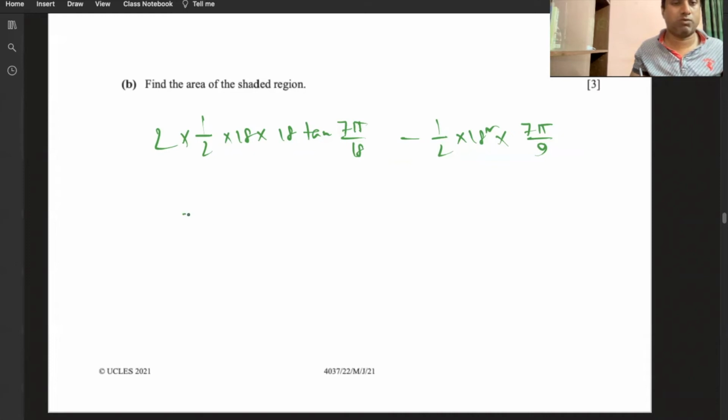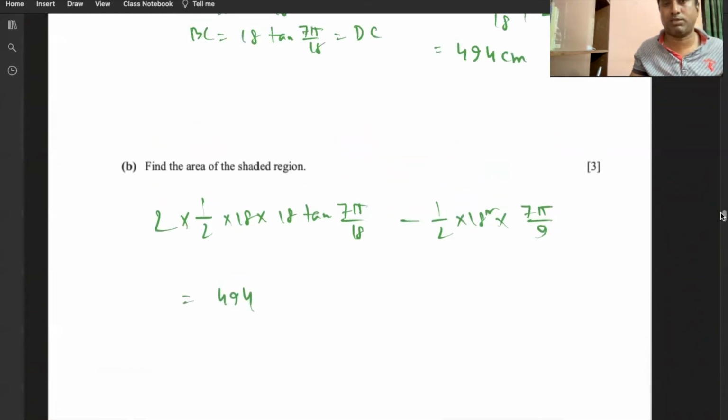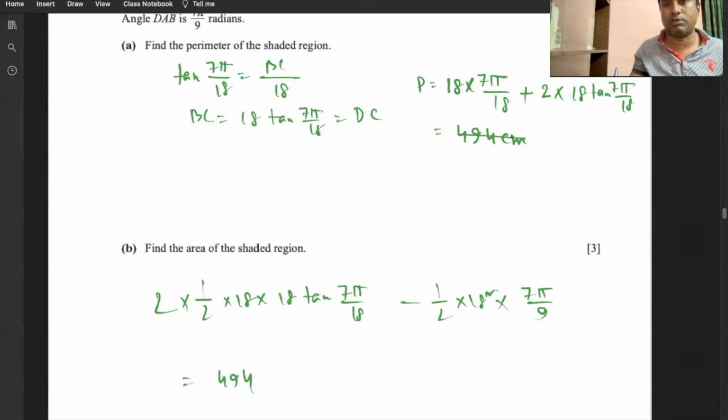So this is 494. Now see the previous thing, it's not 494. It may be something like 143 centimeter, and this is 494 centimeters square.